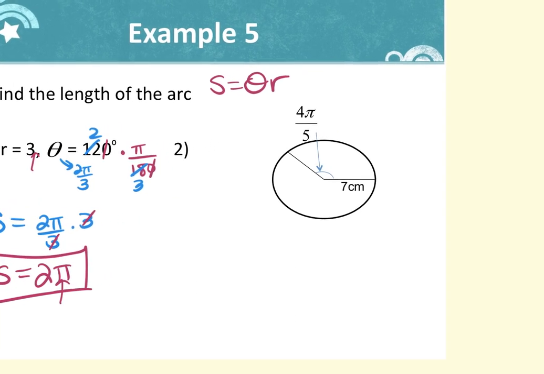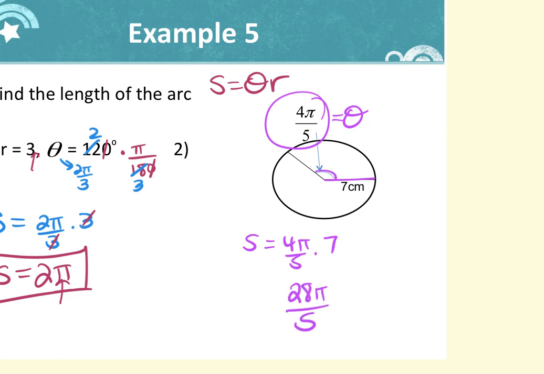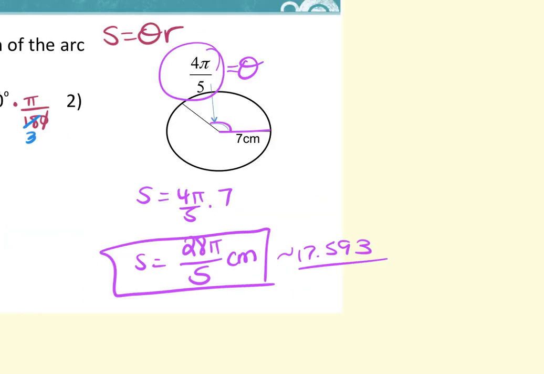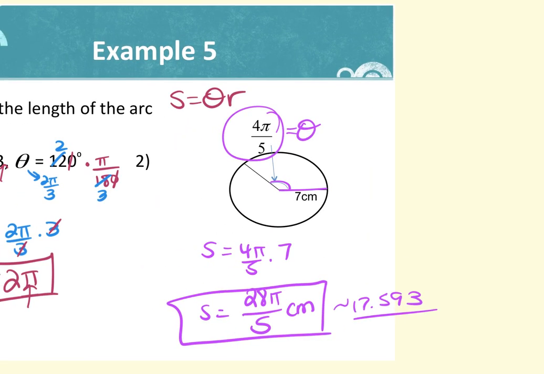All right, number 2 gives you theta is 4 pi over 5, and it doesn't have a degree symbol, which means that's already in radians, and then your radius is 7, so I literally just have to multiply those 2 out. And I get 28 pi over 5. You'll keep that in terms of pi unless it tells you to round it. If it told you to round it, you'd multiply that out. So I'd do 28 times pi divided by 5 or 28 divided by 5 times pi. It doesn't matter the order you do that in. And then you'd round. So if I use the calculator, I'd end up with 17.593 if you round to the thousandths. Again, centimeters.